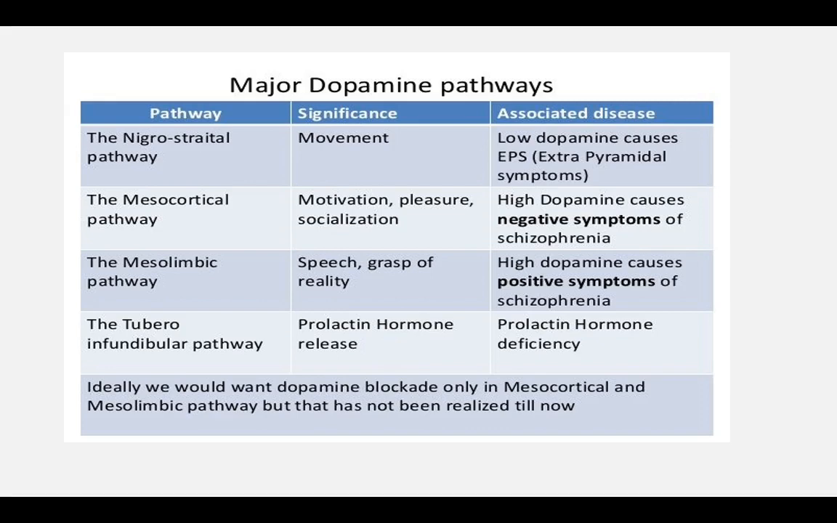So now, what is the significance of these pathways? The main significance of the nigrostriatal pathway is with movement. Associated with this are the EPS, extrapyramidal symptoms, where there is akinesia, akathisia, dyskinesia, tardive dyskinesia, all those. Since it has to do with movement, it is associated with the nigrostriatal.